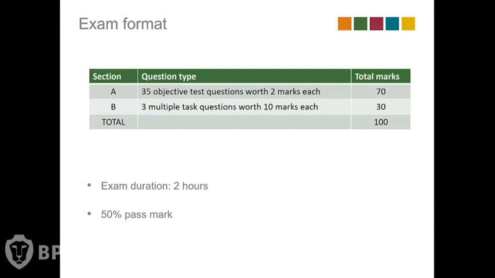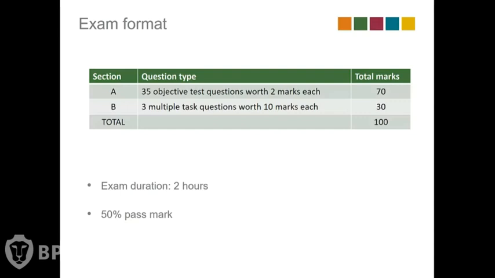An objective testing question can take various forms, so it could be a multiple choice question where there are 4 options and you're asked to select the one correct option. It could be a multiple response question where maybe you're asked to select 2 correct responses from a selection of 4 or 5. It could be a number entry where you're asked to do a calculation and then type in the number, or it could be a drop-down list where you have to select the correct option from a list available in the exam. So there will be 35 objective testing questions worth 2 marks each in Section A of the paper.